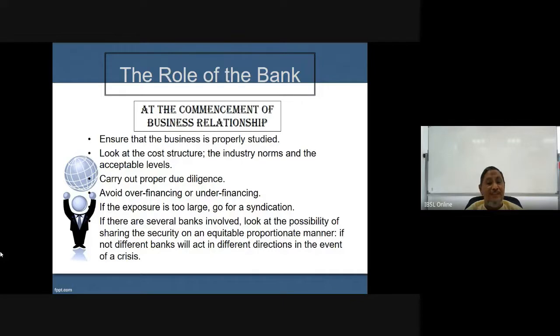Avoid over-financing or under-financing. This is very, very important. Most of our bankers are granting facilities, whatever customer comes and asks.